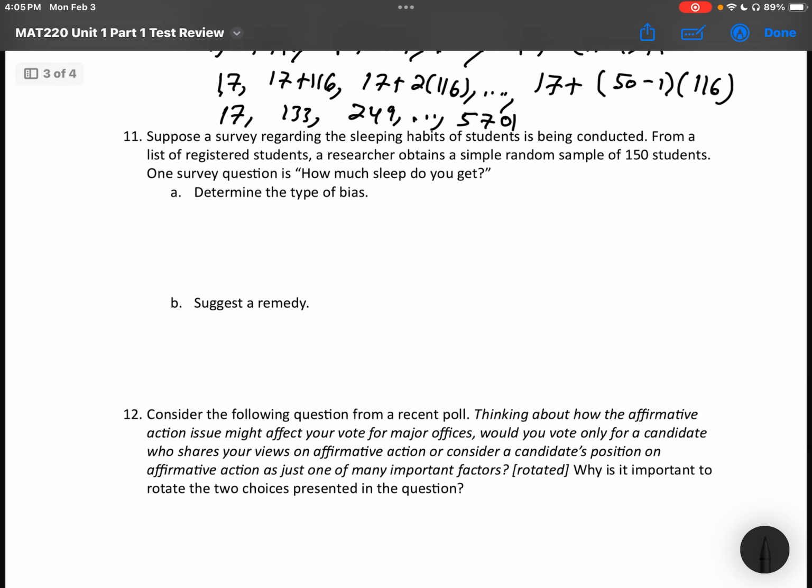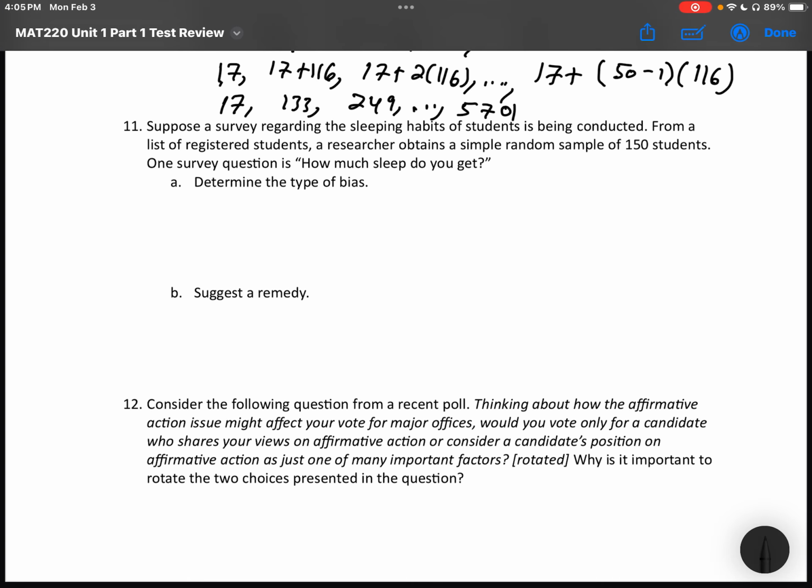The next one, number 11. Suppose a survey regarding sleeping habits of students is being conducted. From a list of registered students, a researcher obtains a simple random sample of 150 students. And one question that's asked, how much sleep do you get? So the type of bias that this is, is a response bias, which you could tell from the question that was asked.